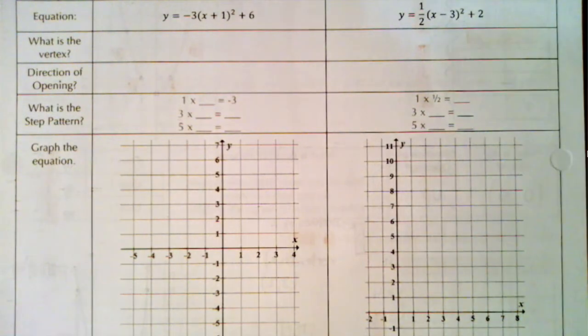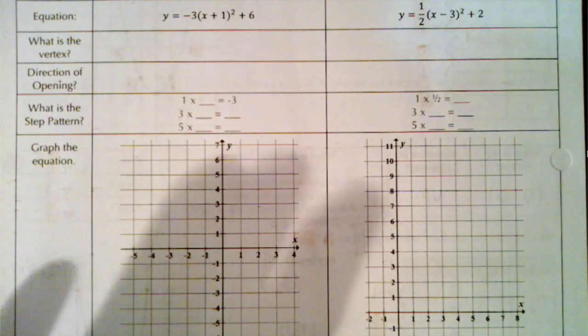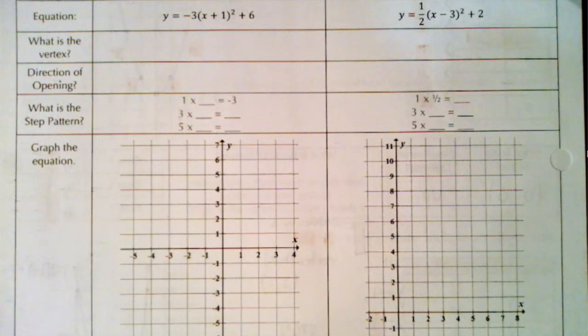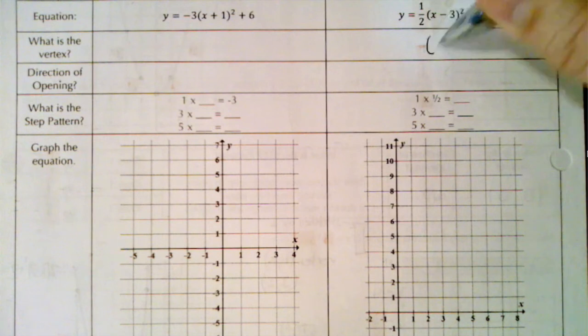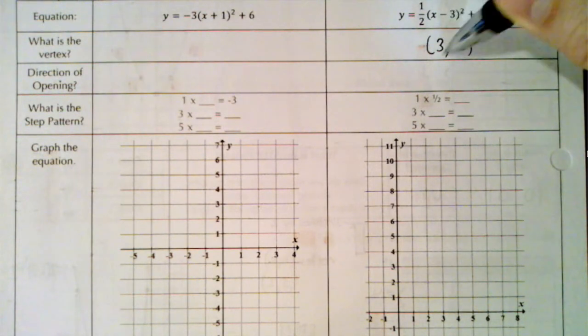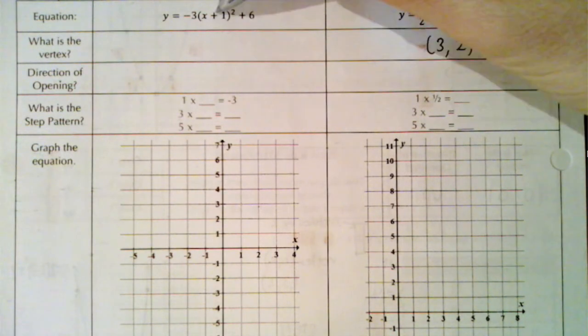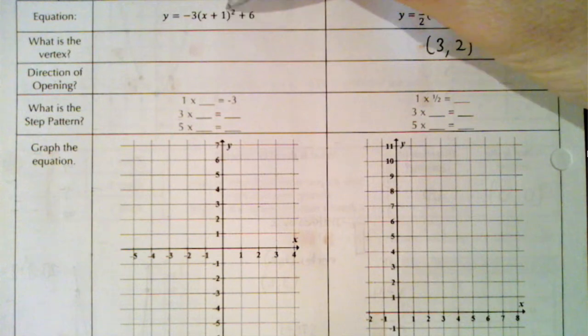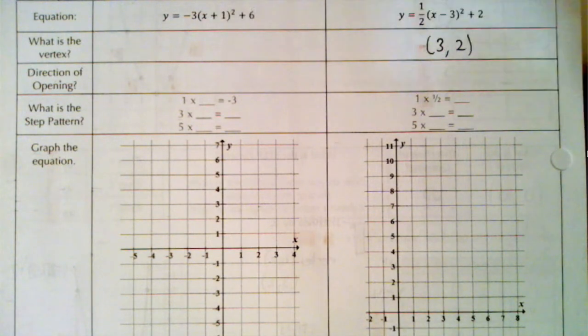So let's try to follow the steps. First step is to identify and plot the vertex. Our vertex is 3, 2. The key here is remember to take the opposite sign for the vertex. Okay, it says -3 here, so our vertex uses 3. The one you just may have done or are about to do after the video says +1 here, so our vertex will be -1, 6.